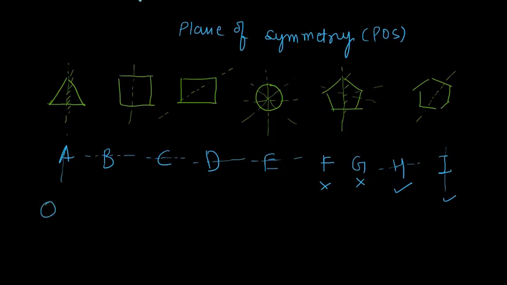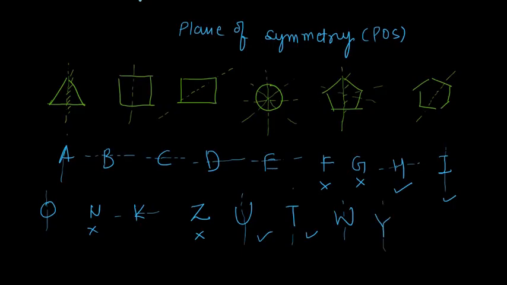O also has a plane of symmetry. N doesn't have one. K has a plane of symmetry. Z doesn't have a plane of symmetry. U has a plane of symmetry. T also has a plane of symmetry. W also has a plane of symmetry, and Y also has a plane of symmetry. So we have seen the general examples. How do we see the plane of symmetry?